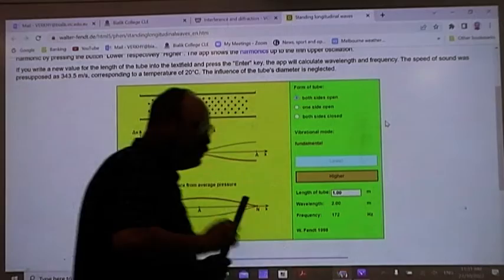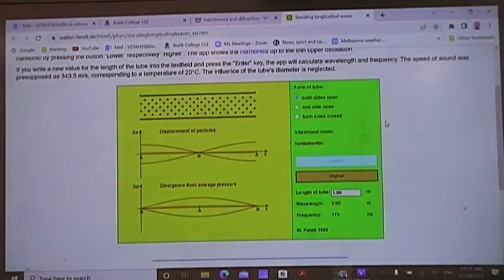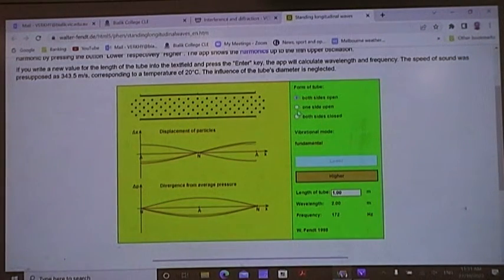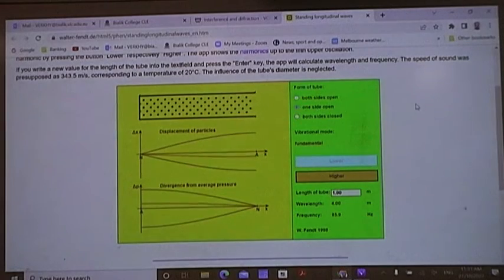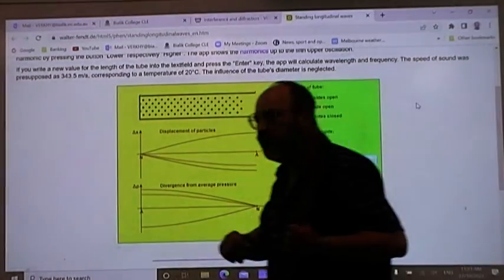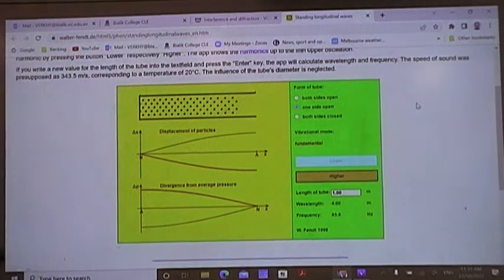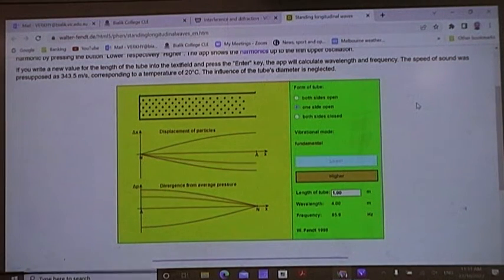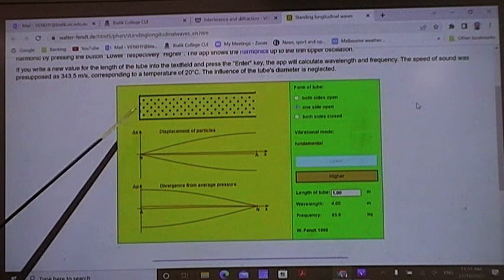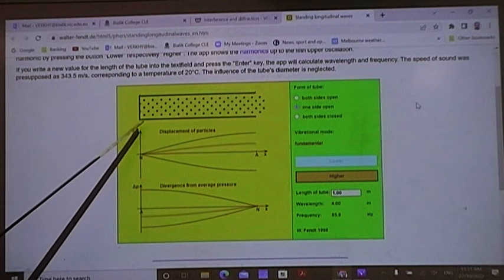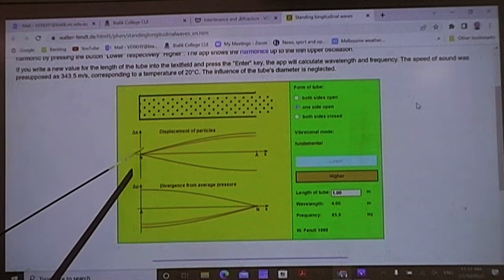Now if you close the pipe at one end, with only one side open, it will behave like a string fixed at one end. Because where the pipe is closed, there is no motion of the particles.